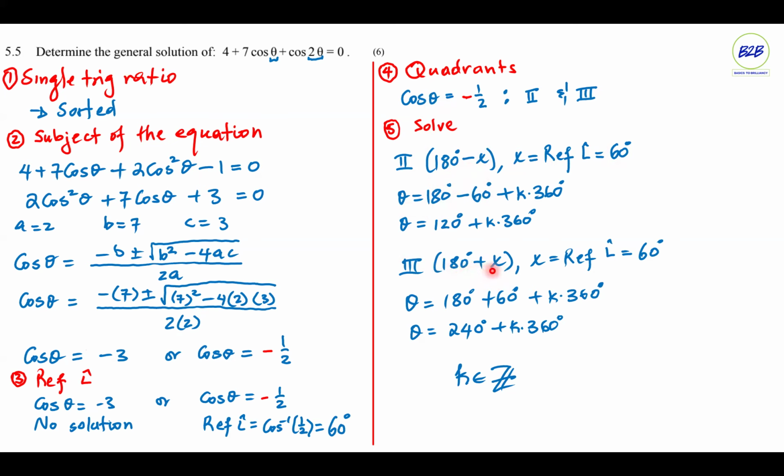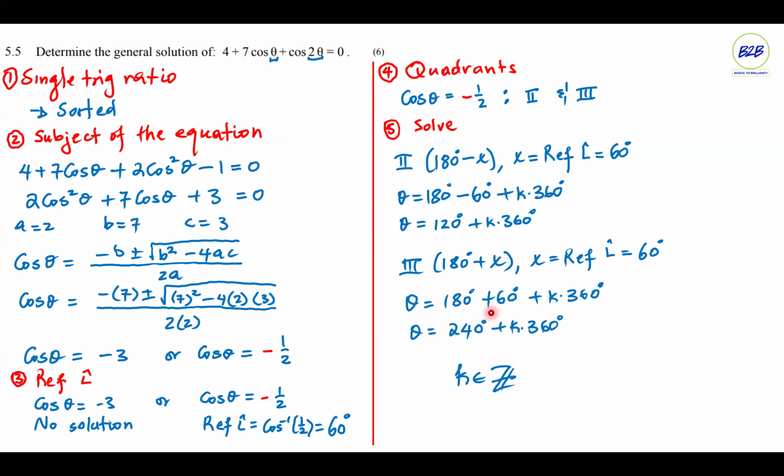180 degrees plus x. What is our x? It is the reference angle. And then you have theta is equal to 180 degrees plus 60 degrees plus k times 360 and so on. Then you close by k is an element of integers. And that is how it goes, folks.